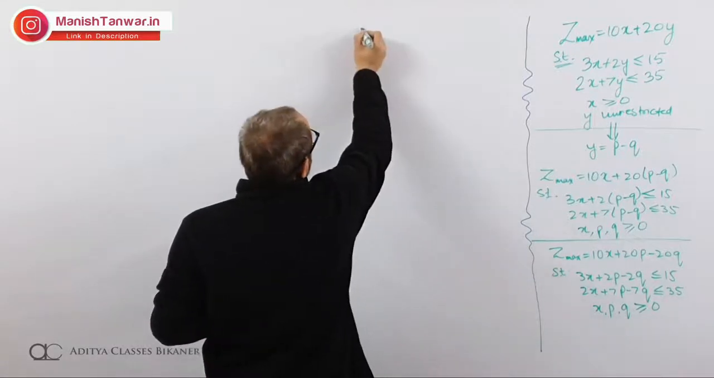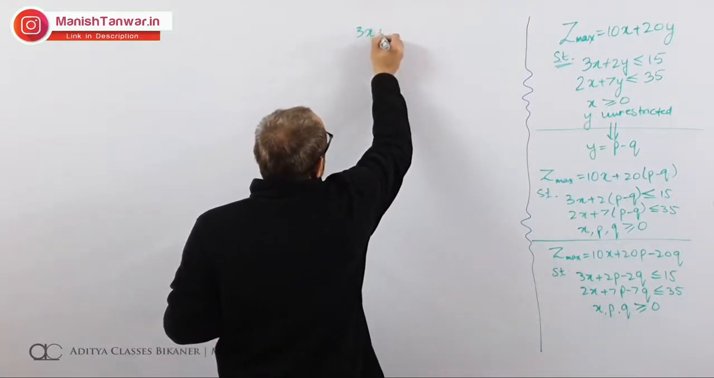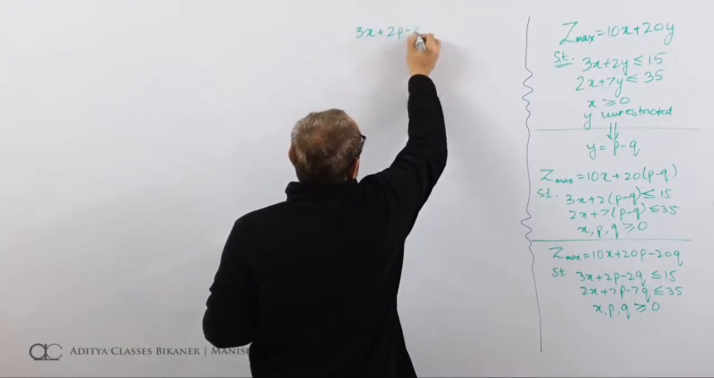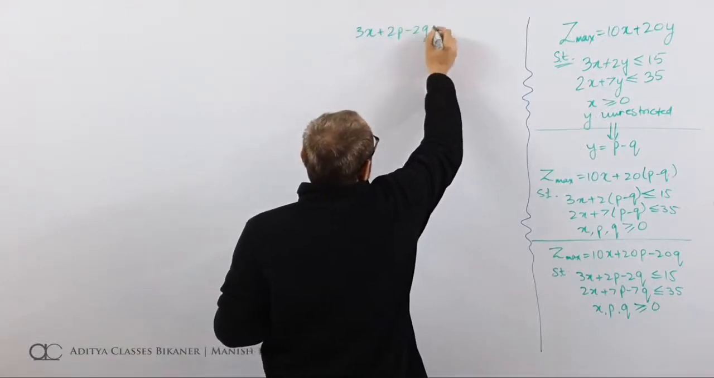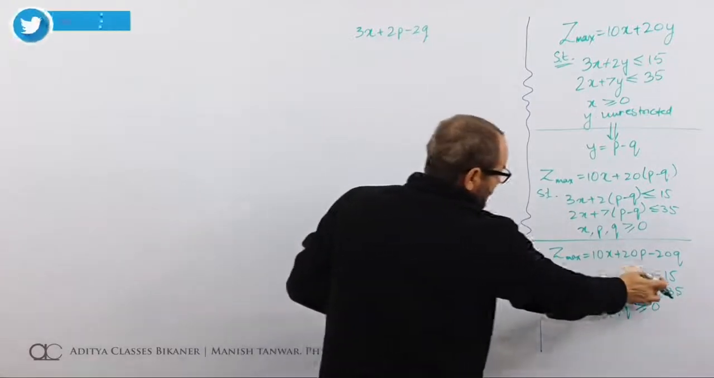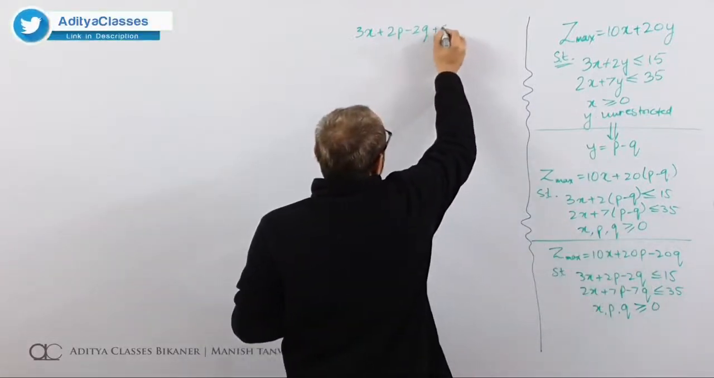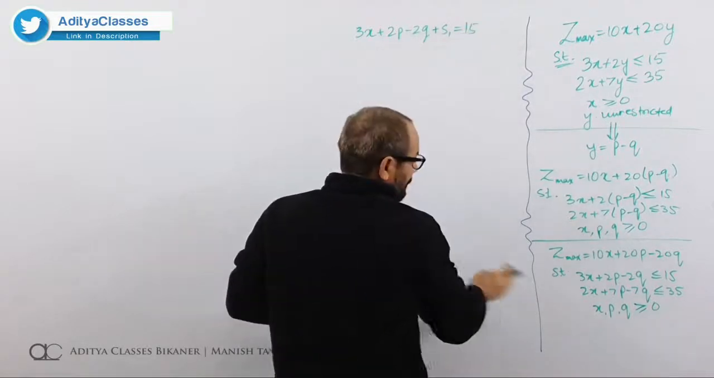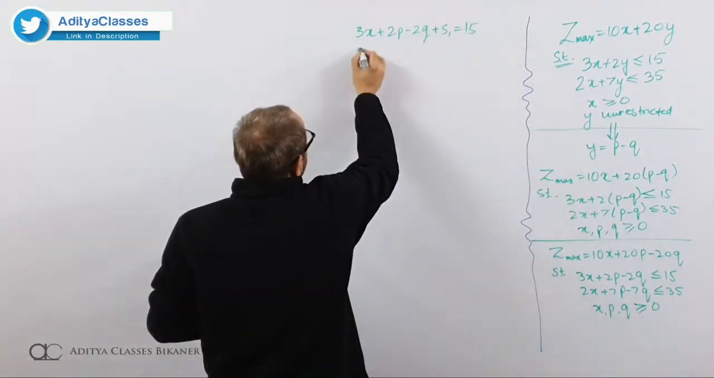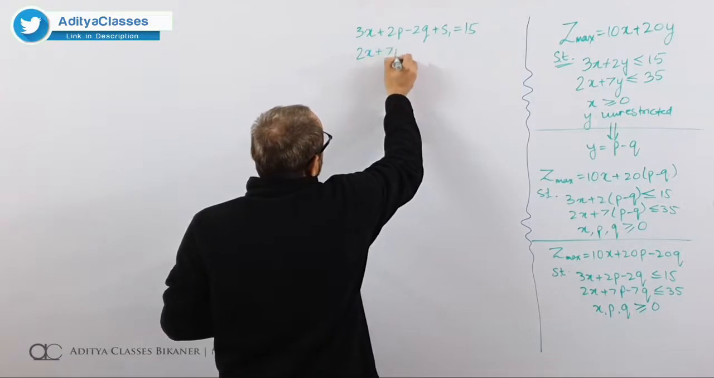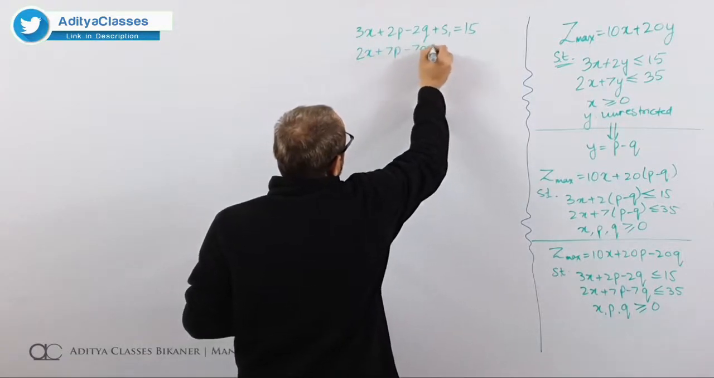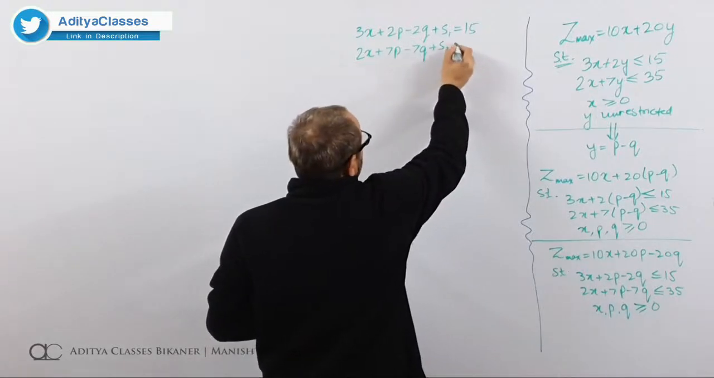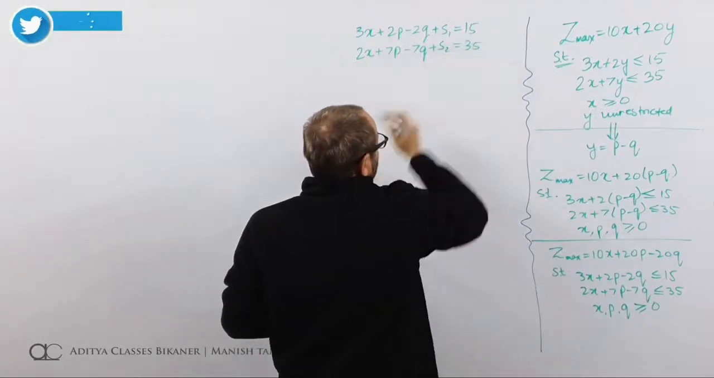3x plus 2p minus 2q. It is less than, so I'll make use of a slack S1, is equal to 15. Then we have 2x plus 7p minus 7q. Again it is less than, so I'll make use of a slack S2, 35.